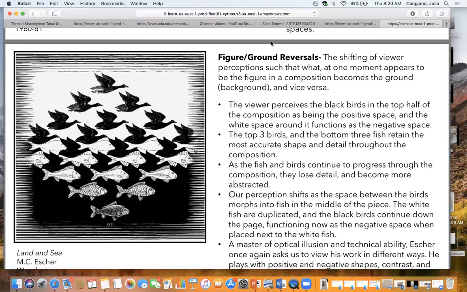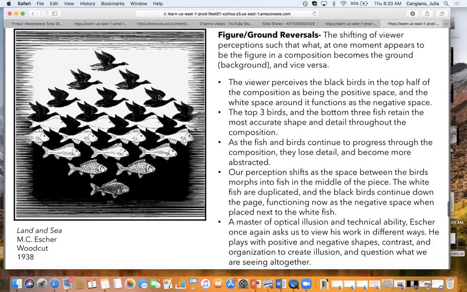So this is the shifting of viewer perceptions such that what at one moment appears to be the figure in a composition becomes the ground or background, and vice versa. A really excellent example of this is Land and Sea by M.C. Escher. If you start at the top, obviously you are perceiving these black birds as the positive, and the one at the top is the most detailed and concentrated on. There's a light and shadow effect as well.